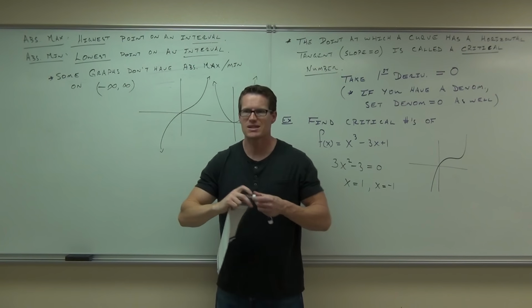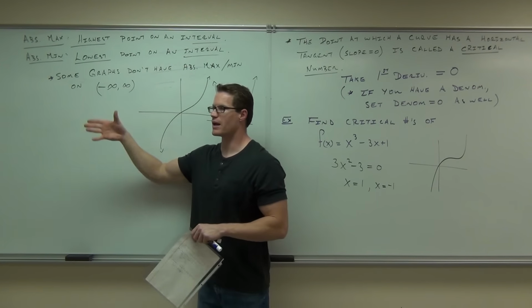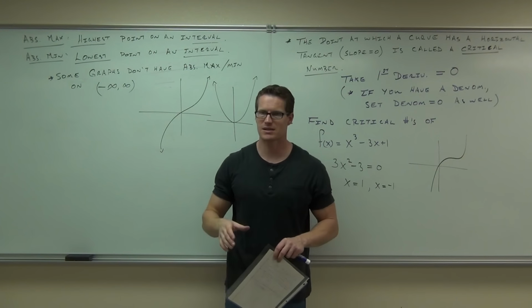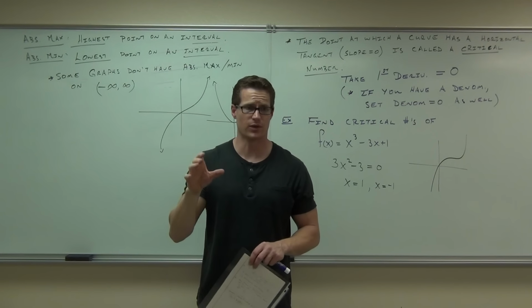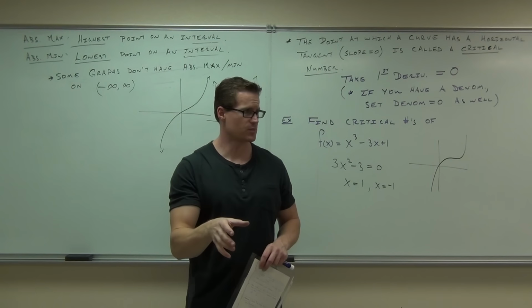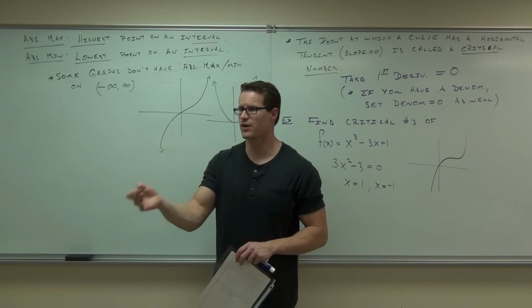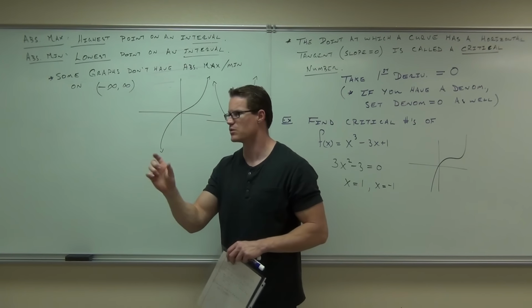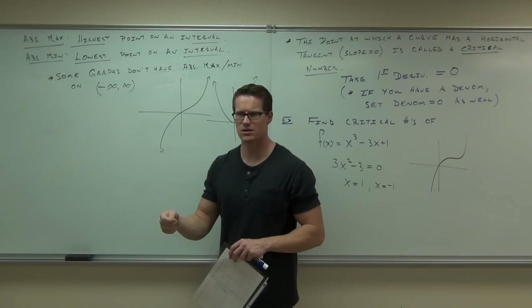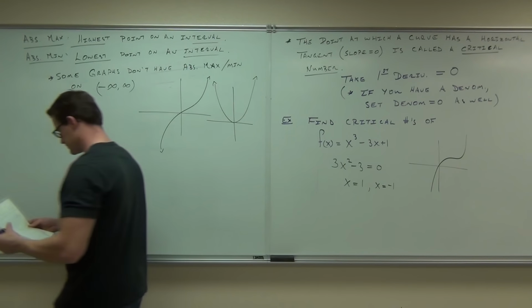So we like to distinguish between everywhere and then certain intervals. An absolute max is going to be the highest point on an interval that you say it is. And the absolute min is going to be the lowest point on an interval that is defined for you, or that you say it is. Do you follow that logic there? Okay.